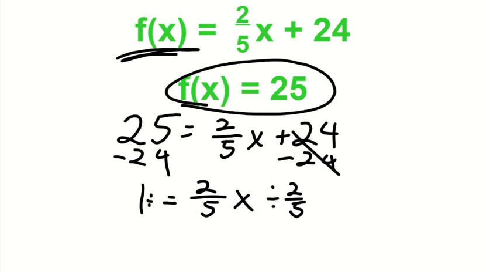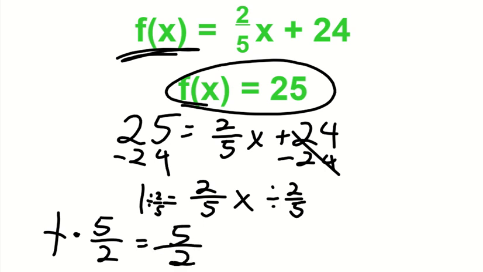When we divide by a fraction, we do keep, change, flip. And if I got 1, I can make that 1 over 1, right? So 1 times 5 is 5. 1 times 2, 2. And that'd be our answer. Okay? So if it tells you f of x equals a number, that's where you got to put it as equal to the whole thing and you're solving for x.